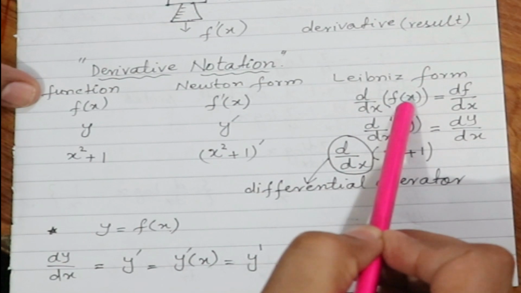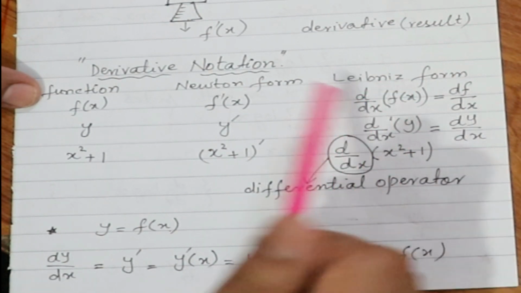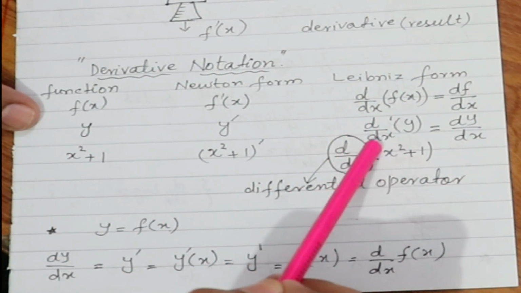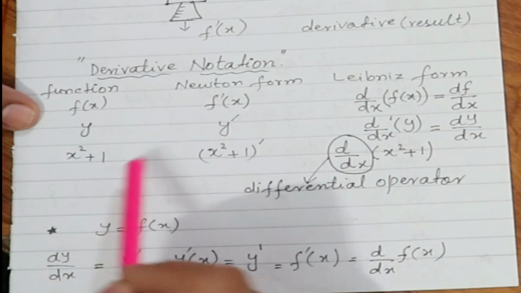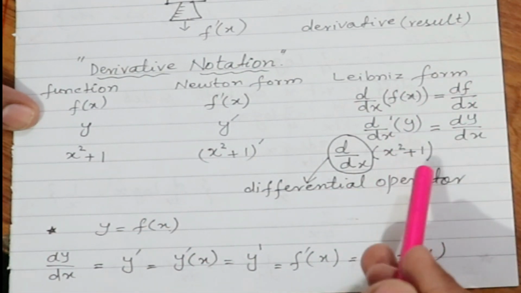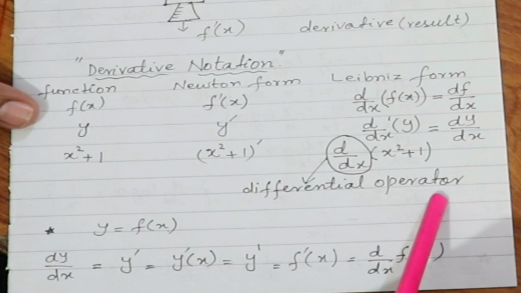When we see these three functions in Leibniz form, we represent f of x as d upon dx of f of x, where d upon dx is the differential operator, and the function y we represent as d upon dx of y, and the function x square plus 1 we represent as d upon dx into x square plus 1, where d upon dx is the differential operator.